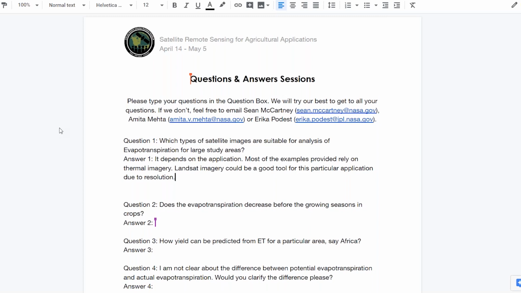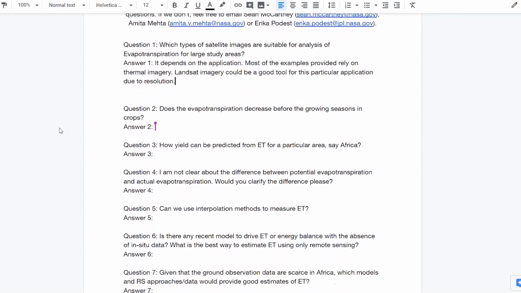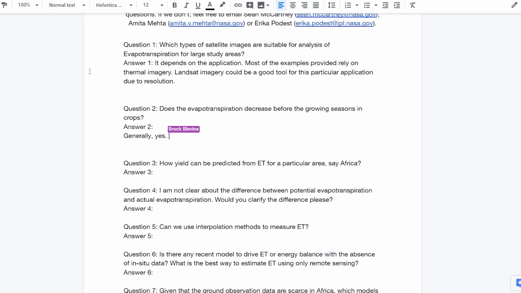Great. Question 2: does the evapotranspiration decrease before the growing seasons in crops? Well, generally, yes. So think about what goes into potential evapotranspiration. What would happen in a situation where the land surface was well watered?